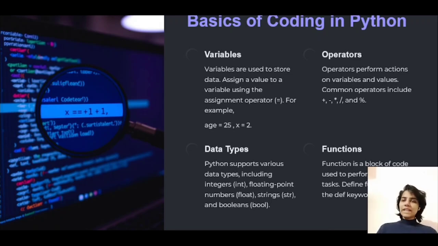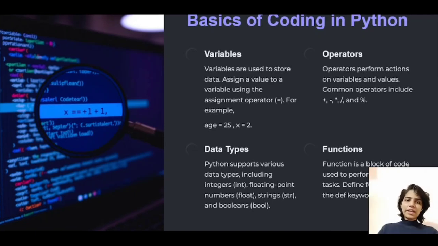So, next is data types. Python supports various data types, including integers, and floating point numbers, float, strings, str, and booleans, bool. Now coming up to functions. Function is a block of code used to perform a specific task. Define functions using the def keyword.